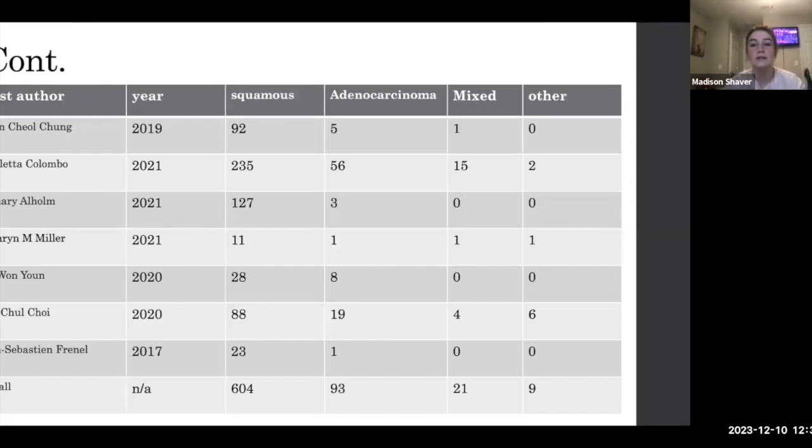This table continued kind of going back to the subtypes and tumor types. So it gives the authors the years, and then it breaks the patients down into whether they had squamous cell carcinomas, adenocarcinomas, or a mix of both. And then a few of them had a couple other things as well. As you can see, the squamous cell carcinomas were the most common. But that gives an overall the statistics and data from this analysis showing the efficiency of Keytruda.